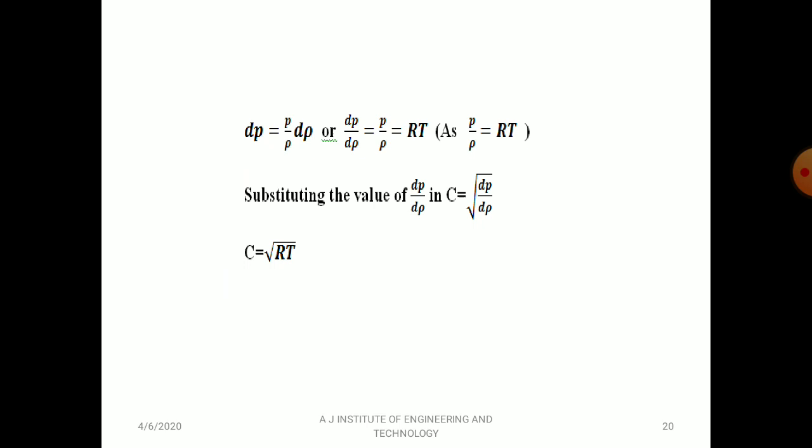Now you want the expression for dp by d rho, so that can be obtained like this: dp equal to p by rho into d rho, or upon rearrangement dp by d rho equal to p by rho. Now from the equation of state, p by rho equal to RT, where R is a gas constant, T is the absolute temperature. Substituting the value of this dp by d rho in C, that is expression 6, we get C equal to square root of dp by d rho, that is equal to RT or p by rho. So this is the expression for velocity of sound for isothermal process.